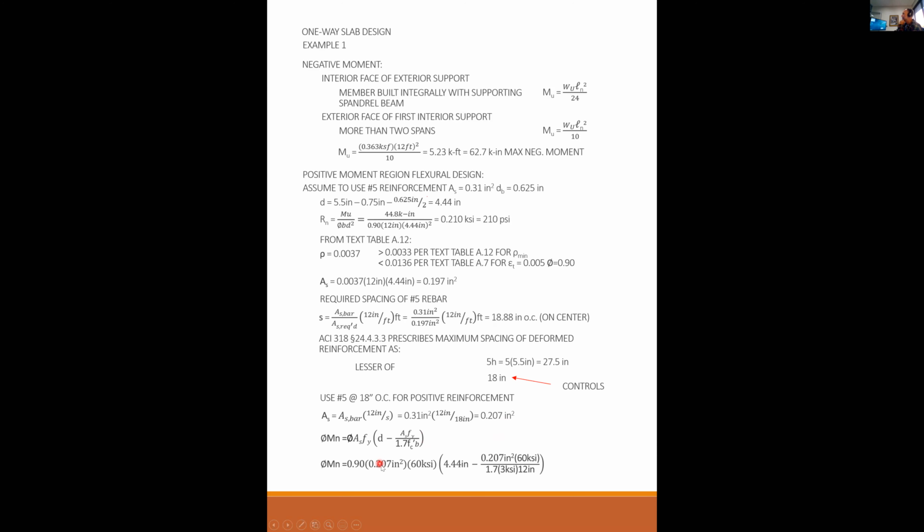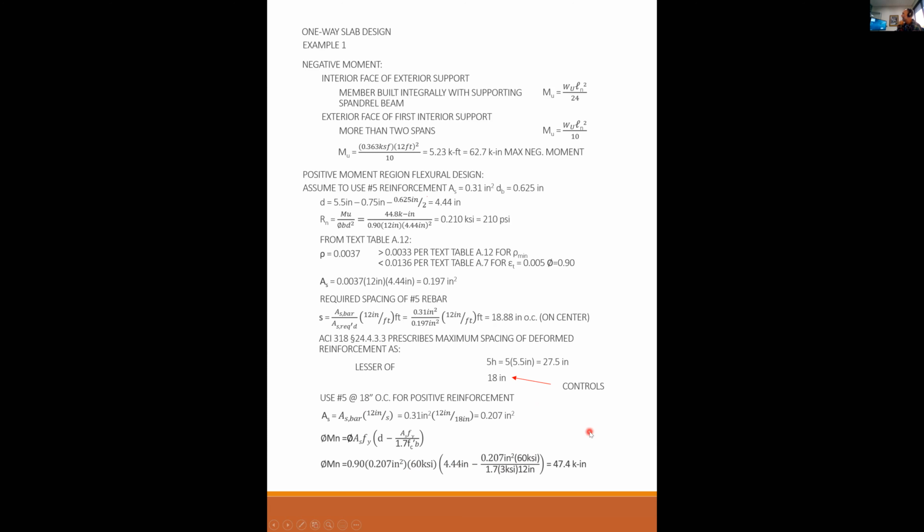This is my area of steel, like I said, and be careful about this. I really want to emphasize, you've got to get home these two concepts. You can't just put in 0.31 because you're using a number 5 bar, because this check is per 12 inches of slab. So you've got to put in how much steel you're providing per 12 inches of slab. So there's your 0.207, 60 grade, 3 KSI on the slab, 12 inches wide.